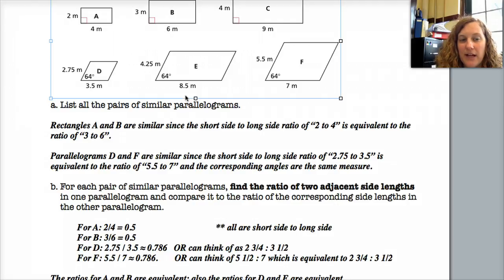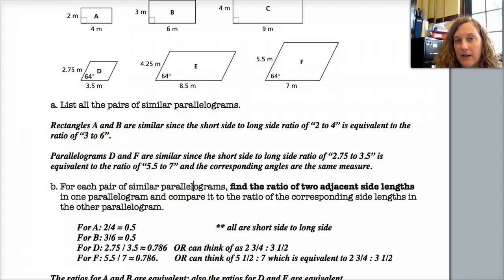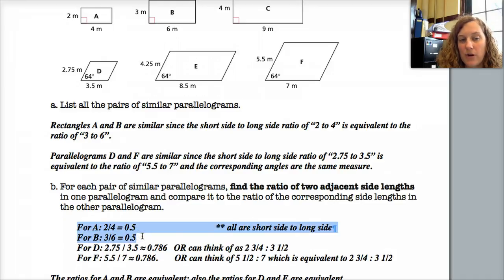So for B, that's what you had to do. You had to find the ratio of two adjacent side lengths in one parallelogram and compare it to the ratio of the corresponding side lengths in the other parallelogram. I chose to do short side to long side. You could have picked long side to short side. As long as you're consistent, it doesn't matter. But for A and B, it's 2 to 4 and 3 to 6.